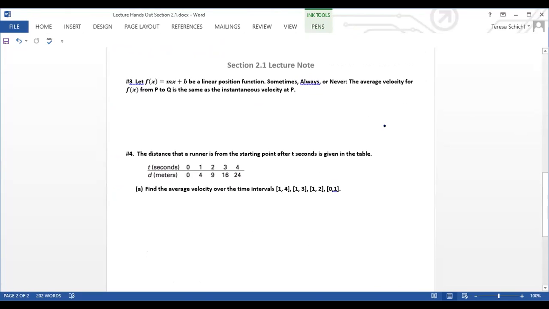Okay, so let's take a look at the next one. They say let f of x equal mx plus b be a linear position function. They want to ask whether, sometimes, always, or never, the average velocity of the object from P to Q is the same as the instantaneous velocity. So what is the answer here? This one is always.